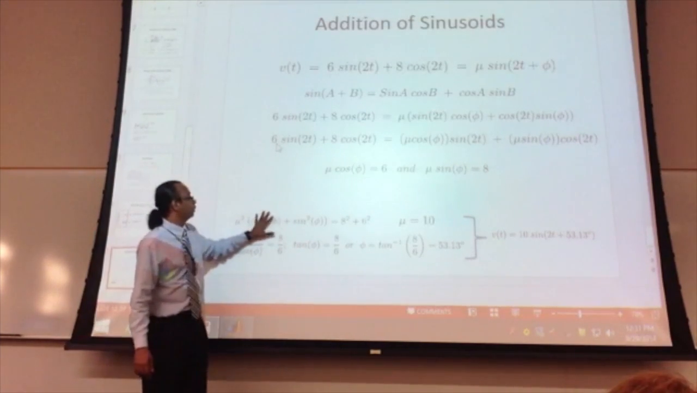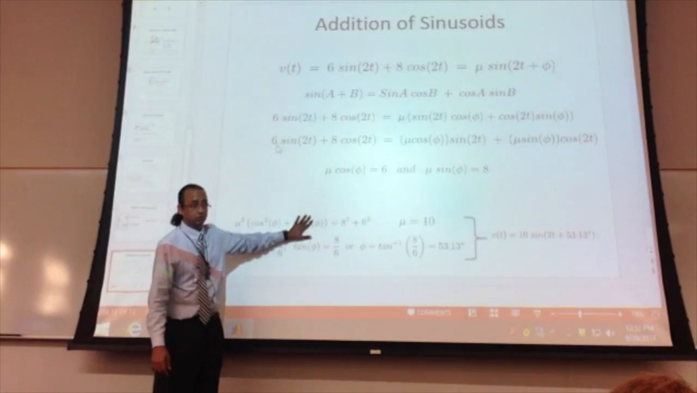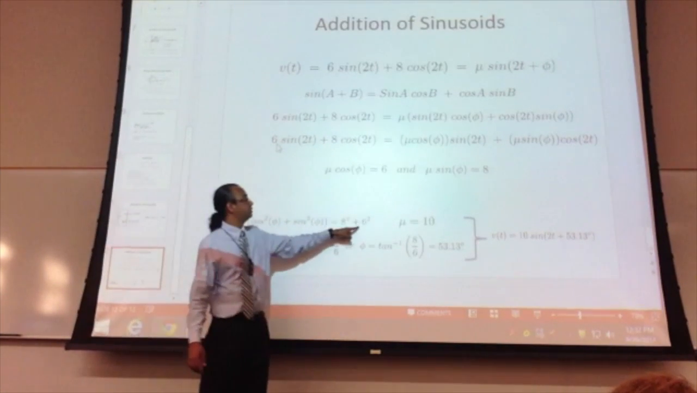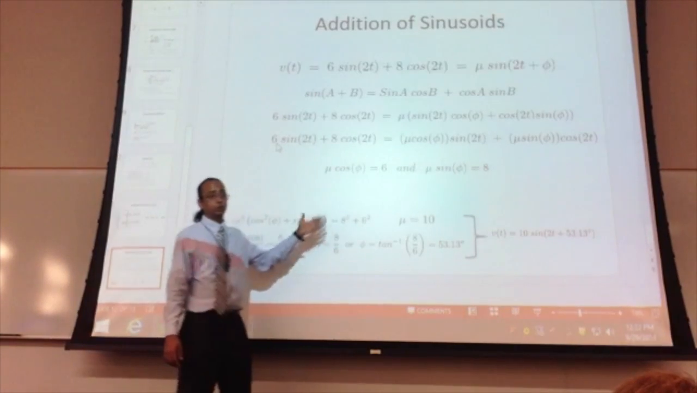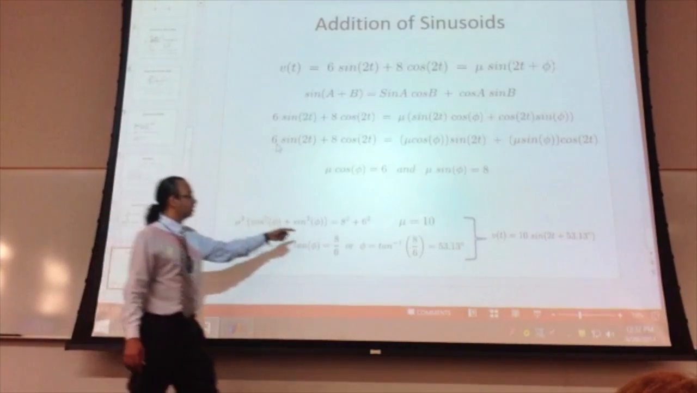So we have mu squared, and we force this whole thing to go to 1. On the right hand side I have 8 squared plus 6 squared, which is 100. So if mu squared is 100, mu equals 10.